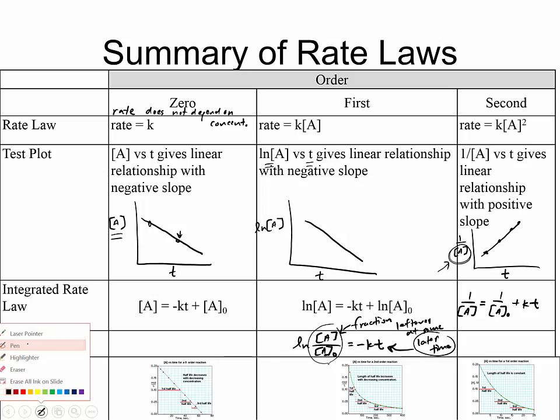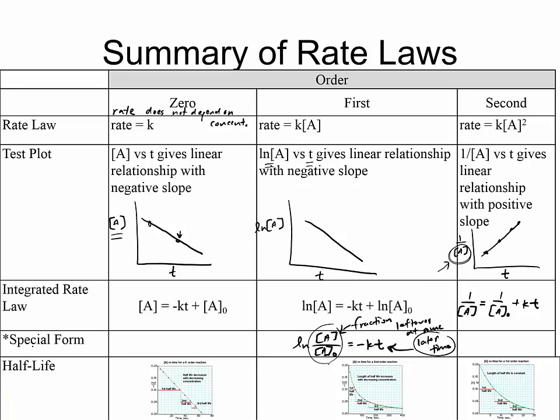All right, so let's try a problem on this. What I mean when I say test plot here: if you're given some data and they give you nothing else about the problem, but they give you measured concentrations over time, you do a test plot. Convert the data into natural log of concentration and graph it versus time. If it results in a negative slope, then you can tell by looking at the graph that the reaction is a first order reaction.